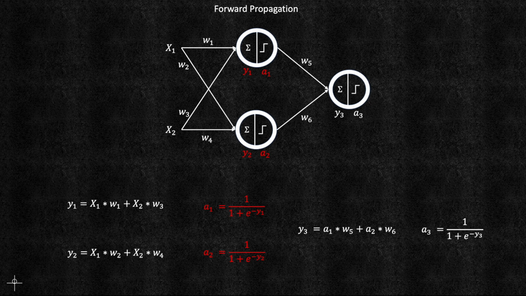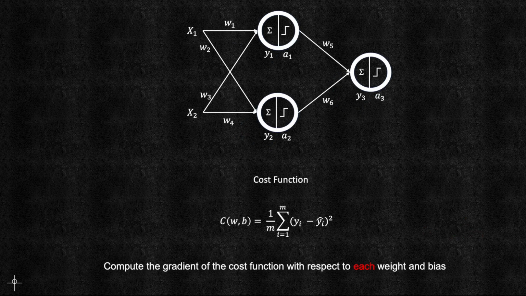Let's continue the forward propagation. The hidden layer outputs become inputs for the output layer. We repeat the weighted sum and activation function again and get the final output. After the forward propagation, the neural network outputs the predicted value. We are going to use a cost function to quantify the difference between the predicted output and the actual target value. Based on the cost function, the network can adjust its weights and biases to minimize the cost.